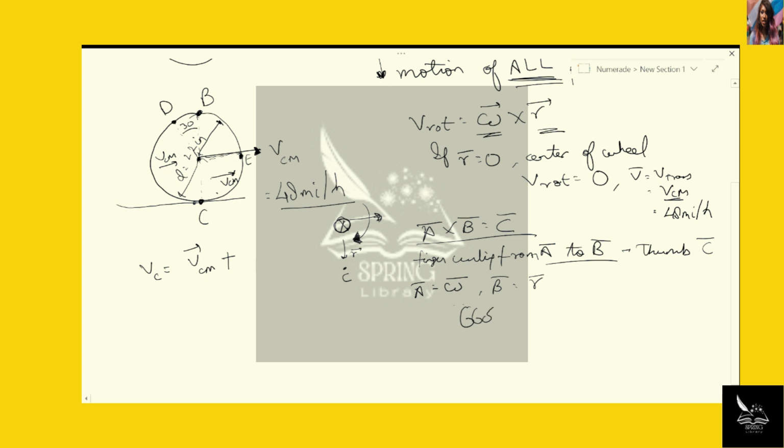If these are the fingers of your right hand, and since your R vector is pointing here, your fingers will curl here, and initially they were pointing here because omega was inside the page. Just do it with your right hand and you will see that your thumb tells you that the velocity is going to be pointing towards the left. So V_CM plus V rotational here will be, so V_CM is 48.